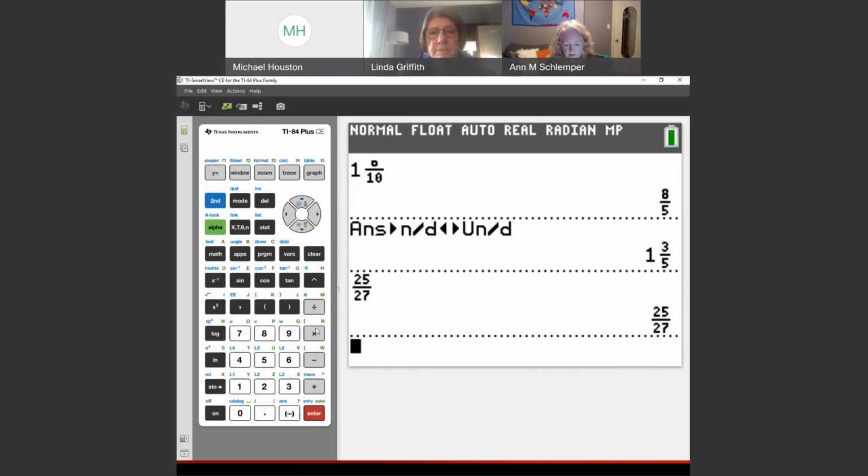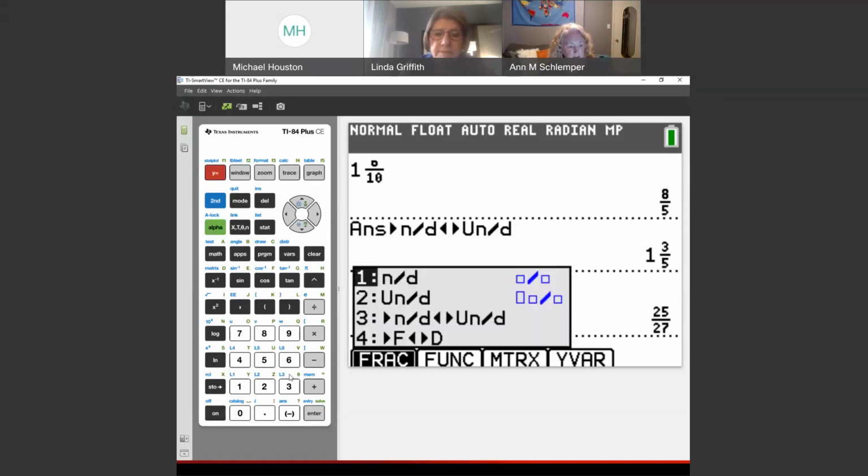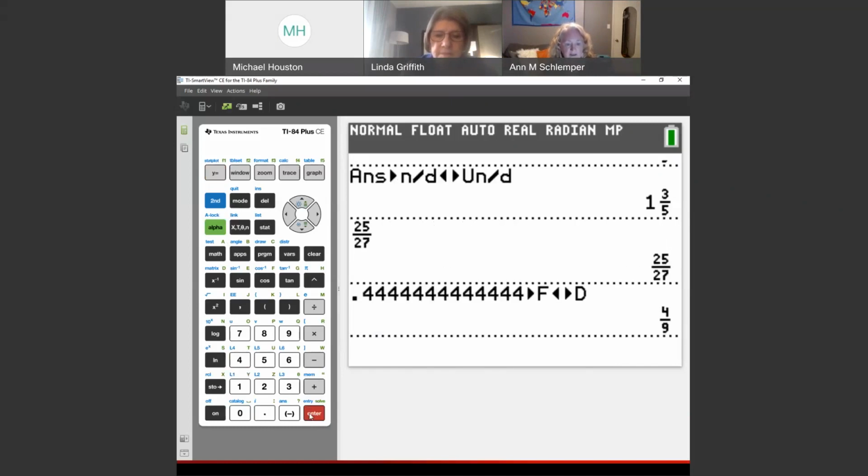The other thing, we all know that students don't particularly like converting repeating decimals, or they don't sometimes understand repeating fractions. What's really cool here is if you put enough 4s, which I'll let Linda talk about, you can do alpha F1 and it'll change it to a fraction if you hit 4. And you can see that it's 4/9.